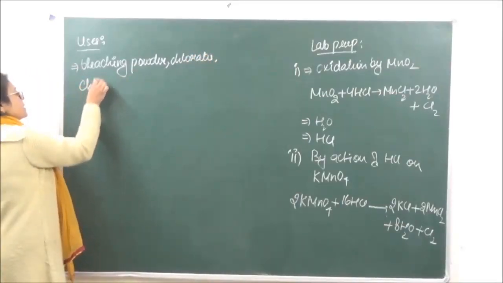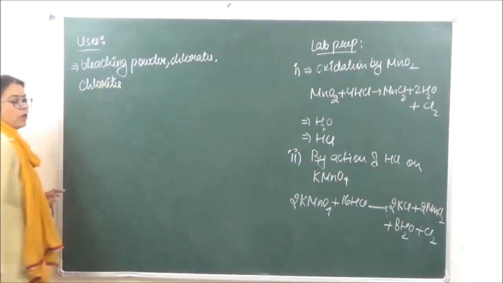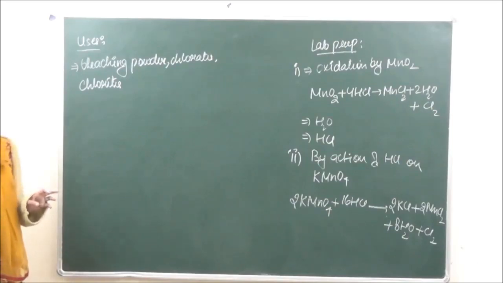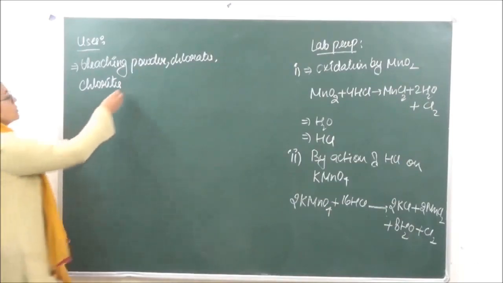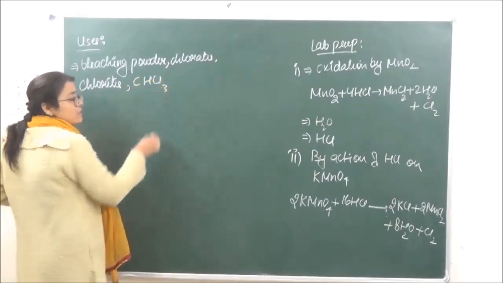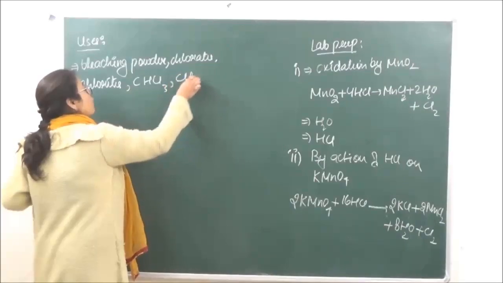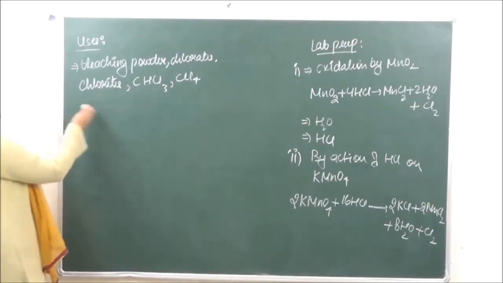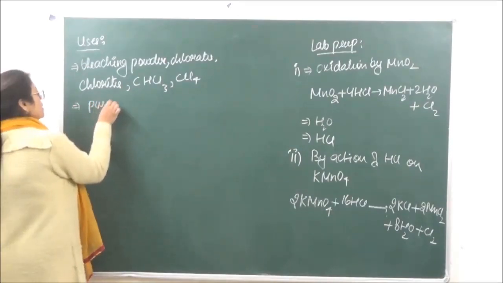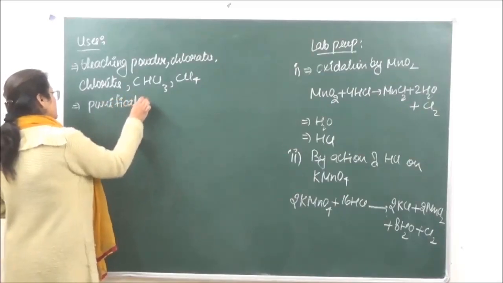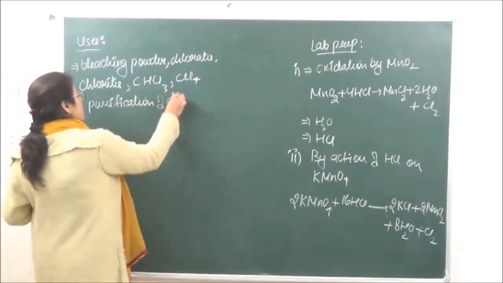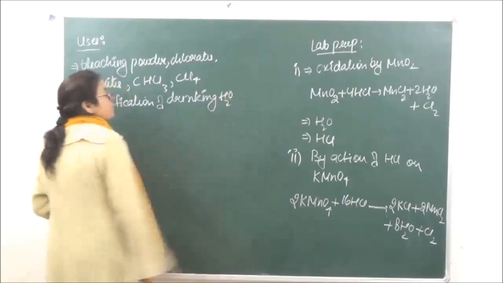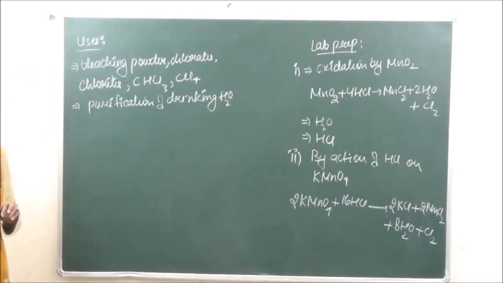chlorides, then similarly hypochlorites, hypohalous acids. So it is used as a reagent to form many compounds, for example CHCl3, which is chloroform, and CCl4, which is carbon tetrachloride, which are used as solvents. Then it is used in the purification of drinking water, as a disinfectant.